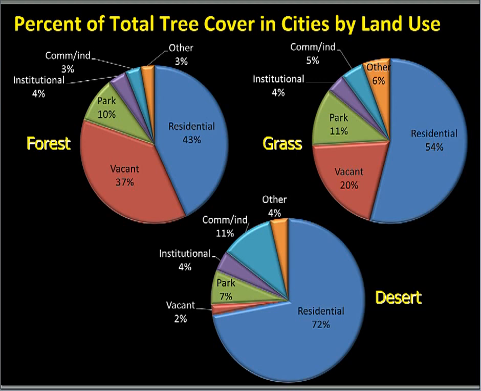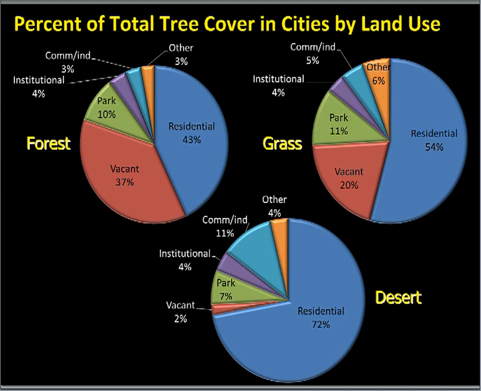Because this is a strategy of how you're going to increase canopy cover, or where the canopy cover is. You're going to use trees to improve air quality. How are you going to get the trees in? So in forests, 43% of your tree cover comes from residential, 37% from vacant. When we move to grassland areas, 54% of your cover is in residential areas and only 20% in vacant areas. And then when we move to deserts, 72% of your cover comes from residential areas and only 2% from vacant.